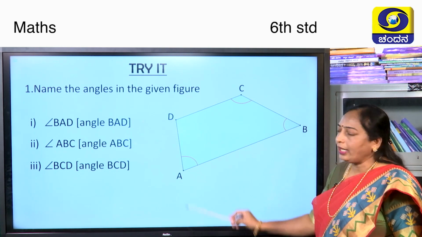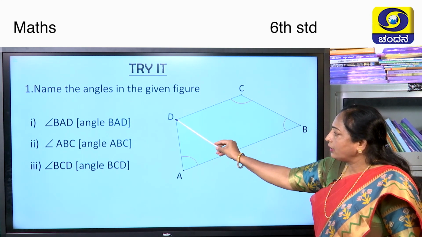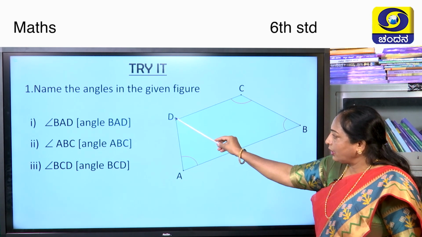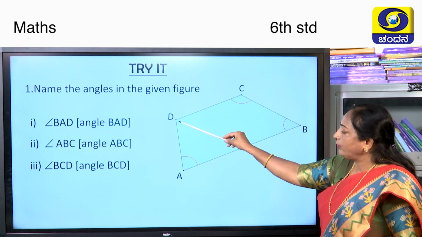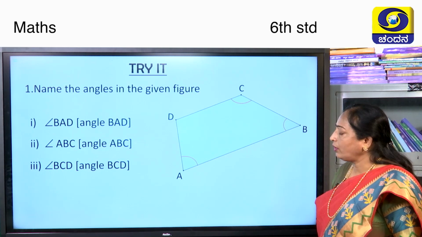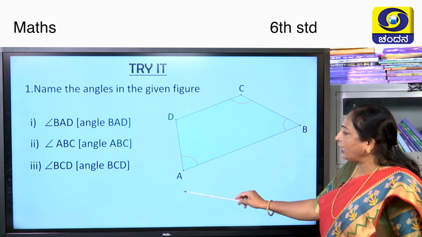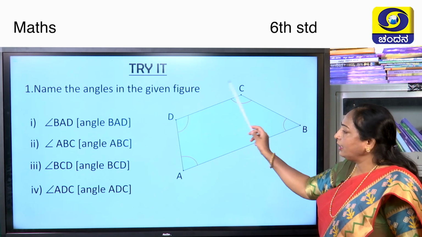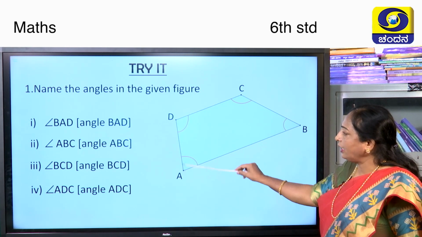Next one, last one, D. Angle formed at D. D is the vertex. It is in between the sides DA and DC. Therefore, the angle formed is angle ADC. Therefore, it is angle ADC.